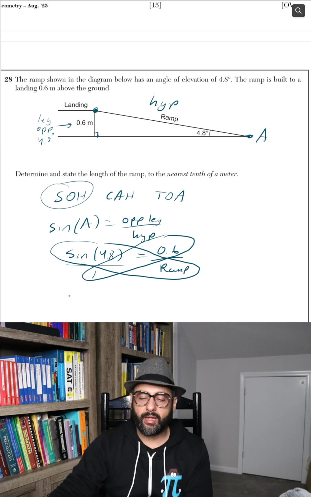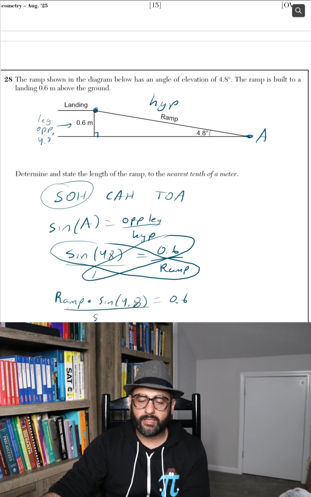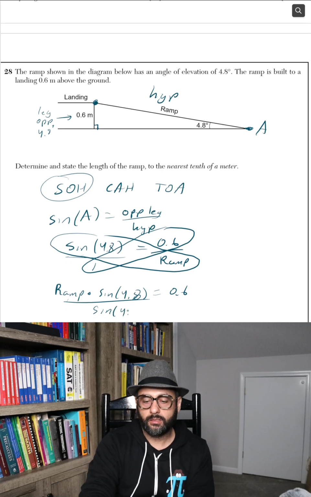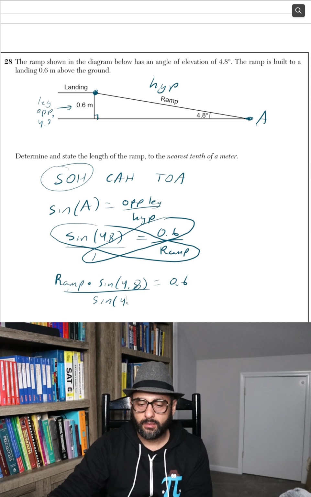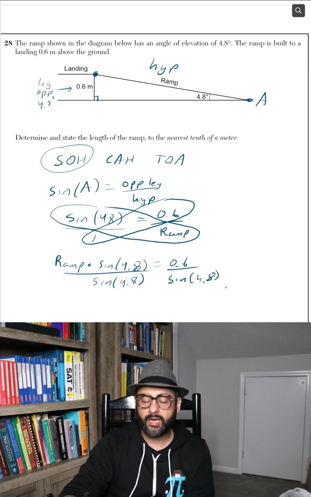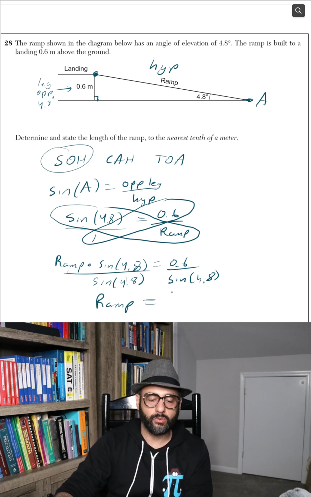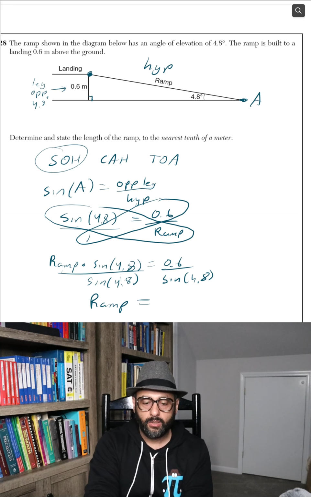And I got that ramp times the sine of 4.8 is equal to 0.6. So if I divide by the sine of 4.8, I got my answer. I got the ramp length is equal to a length of what the calculator says.